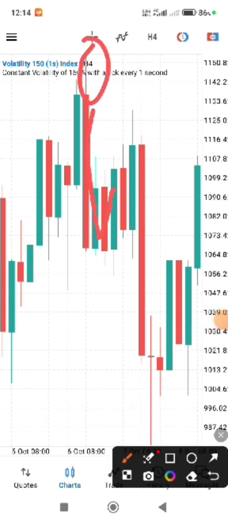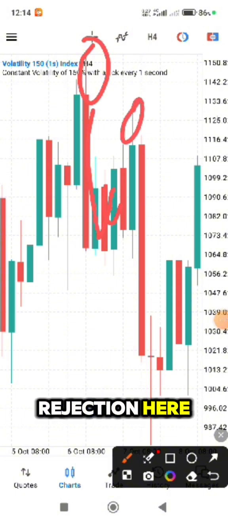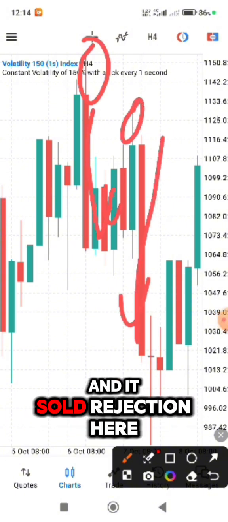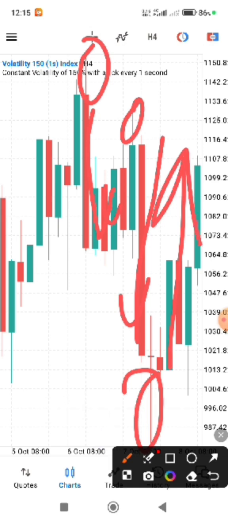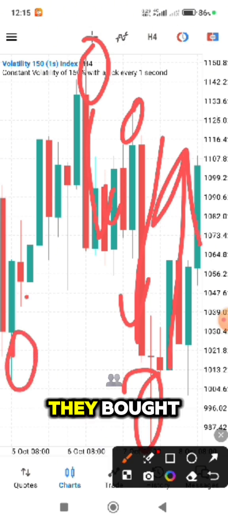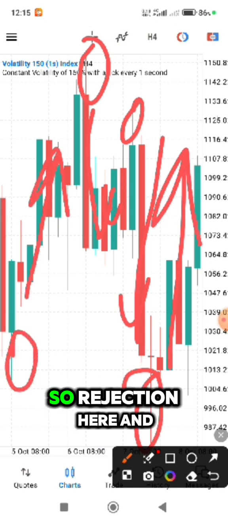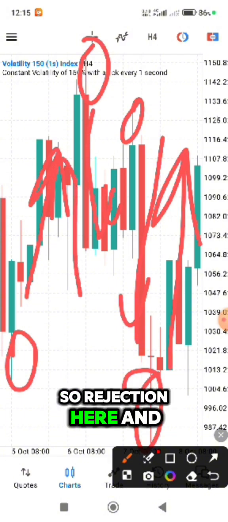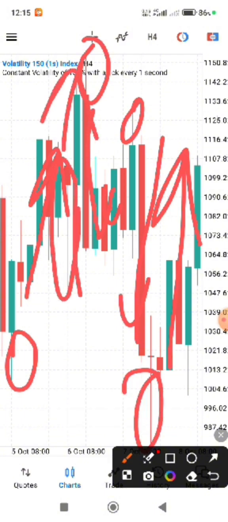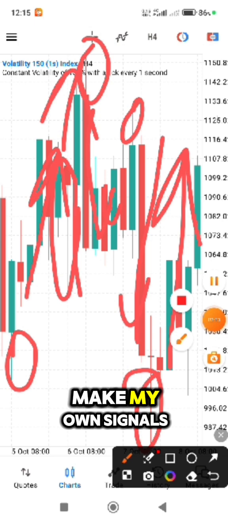Rejection here, sell. Rejection here, sell. And it sold. Rejection here, they bought. Rejection here, they bought. So, rejection here, and they bought. This is how I make my own signals.